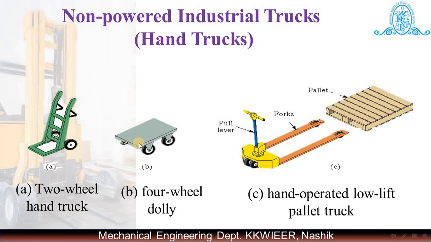Or either if we use a powered vehicle, or either human hand for transporting, a four-wheel dolly, we can say. Or either we have a hand operated lift, that is a powered lift, but it is usually hand operated. The pallet is to be attached to the forks, and it can be lifted to a small height. A pneumatic system is included over there. A pull lever is there, and the fork enters into the pallet, and then we can transport it. So these are all non-powered industrial material handling equipment, we can say, or industrial trucks.